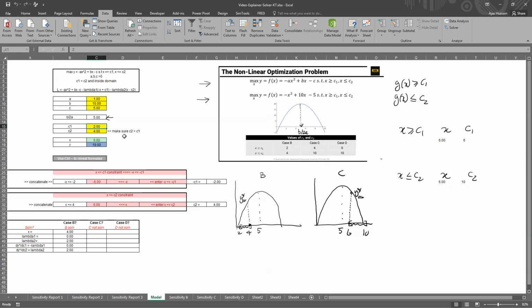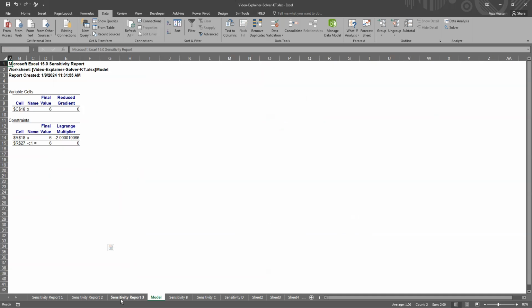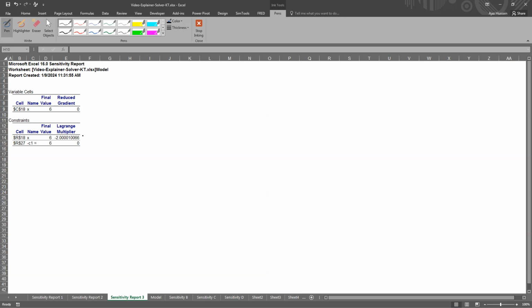Oh, sorry, I should have changed it over here for my little table to work. I should have said 6 and 10. And you can see the answers are lambda 1 should be 2 and lambda 2 should be 0. Is that what you have over here? Actually, you don't. You actually have the opposite sign. According to Excel, this is your lambda 1, which is wrong because the actual lambda 1 is 2.